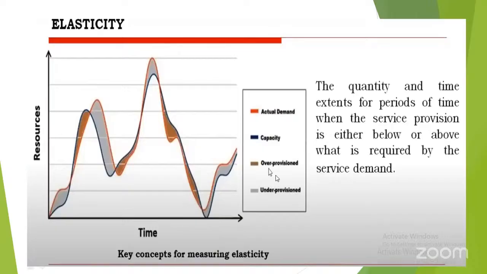That is fine. Now over provision and under provision. In under provision, demand is more, but we are supplying a smaller amount of resources. That is under provision. Demand is more, but we are supplying less. But sometimes we supply more than expected.